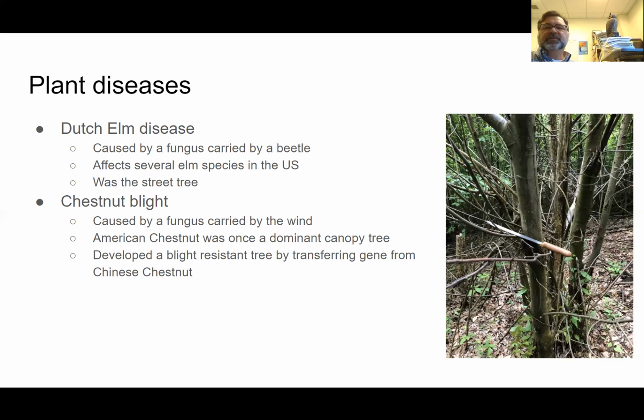And the good news is that there's Chinese chestnut. Like when you buy chestnuts and you want to roast them, maybe over an open fire, those are Chinese chestnuts, and those are resistant to the fungus, right? So that was the reservoir of the fungus. We've been able to take the genes for resistance and put them in American chestnuts, and now there's GMO chestnuts, and so hopefully we'll get chestnuts back on our landscape.